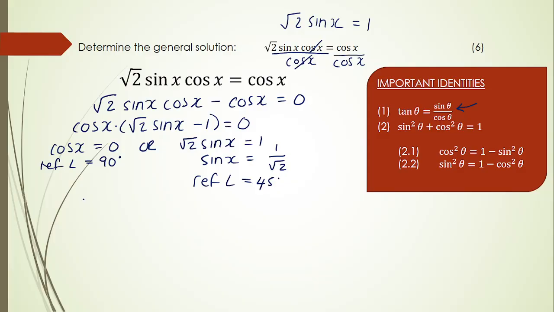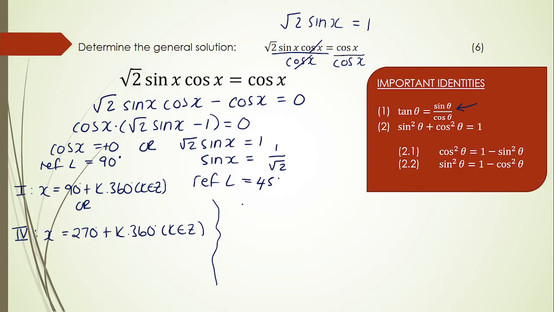And then we'll just look at what quadrants we're in. Well, cos 0 is positive, so we're going to be in quadrant 1. So that's just going to be x is equal to 90 plus k times 360, because it's cos, this period is 360. Or we're going to be in quadrant 4, because it's cos. So x is going to be 360 minus 90, which is 270 plus k times 360.